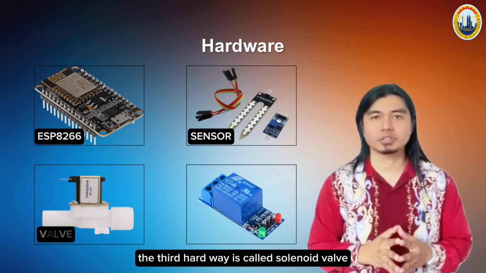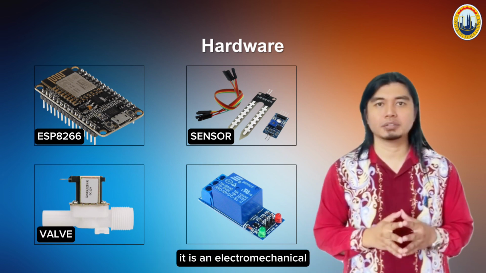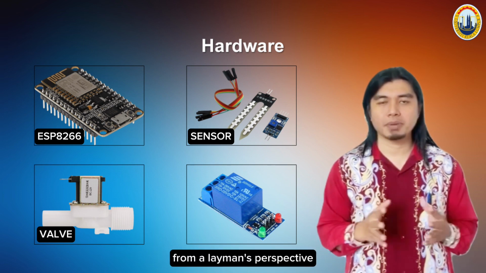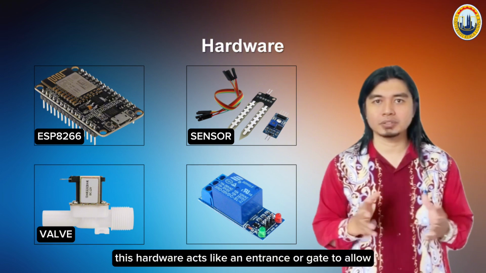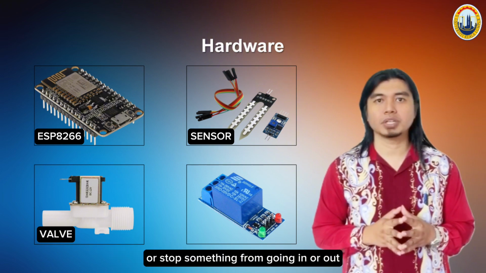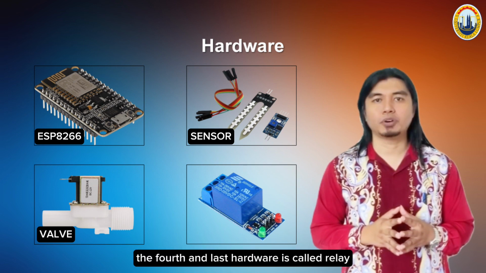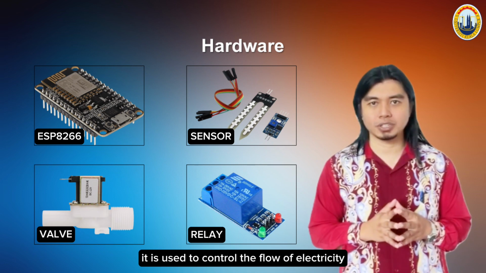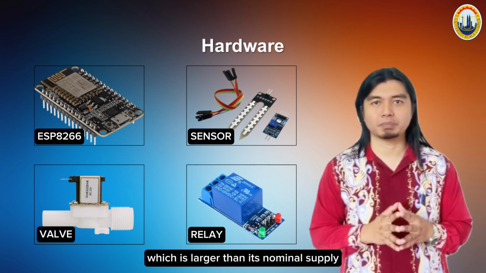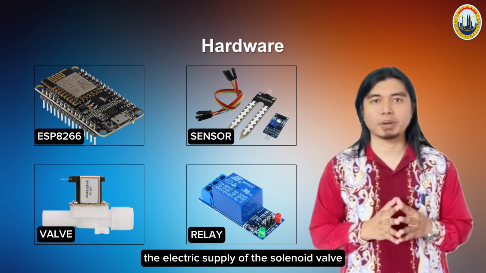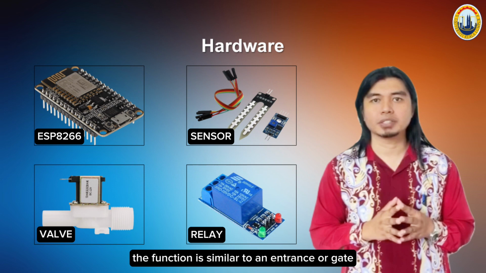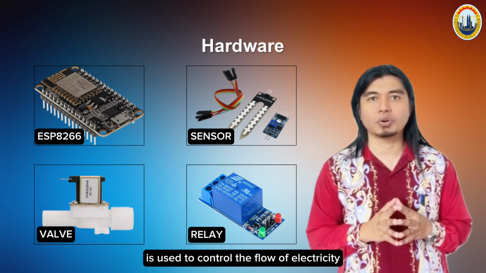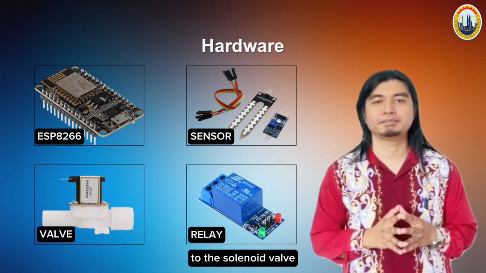The third hardware is called solenoid valve. It is an electromechanical device to control the flow of fluids, for instance, the water flow. From a layman's perspective, this hardware acts like an entrance or gate to allow or stop something from going in or out. The fourth and last hardware is called relay. It is used to control the flow of electricity which is larger than its nominal supply. It is controlling the electric supply of the solenoid valve. The function is similar to an entrance or gate, which in this case is used to control the flow of electricity to the solenoid valve.